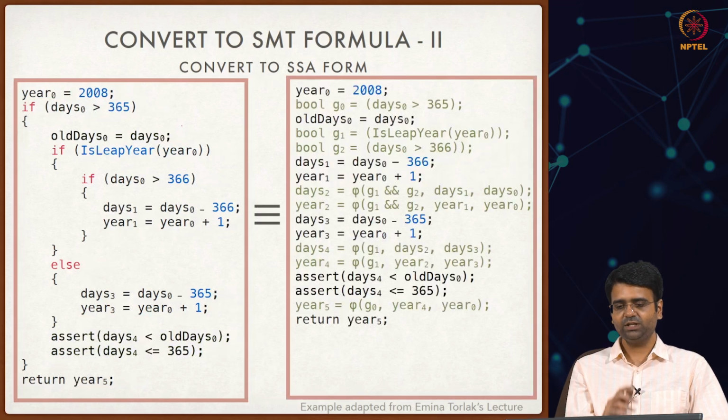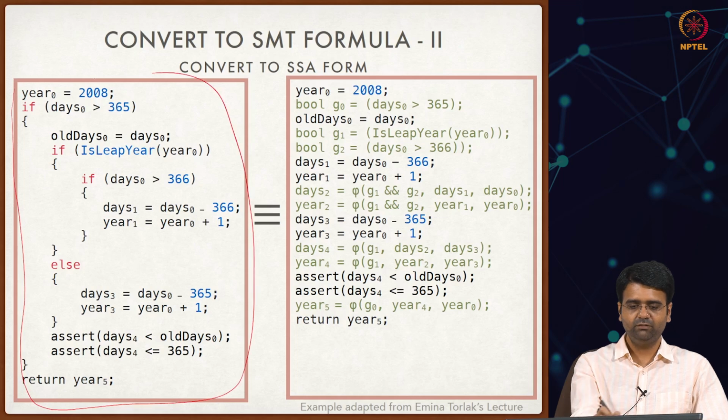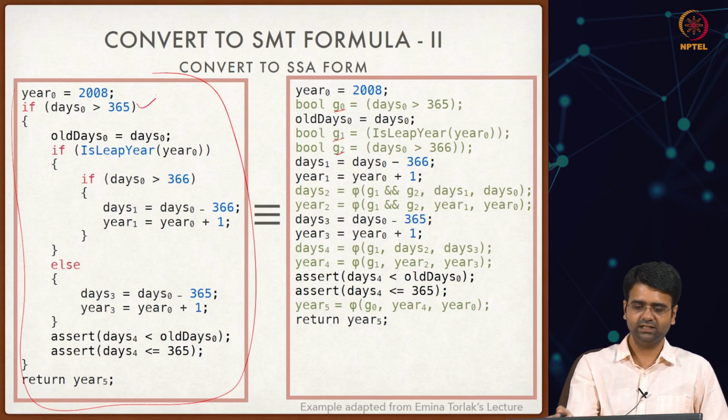Once you have a program in its SSA form, you can directly convert this into a sequence of program statements. So we took this original program, which contained nested if then else's, and we have just replaced it with a sequence of statements. And we have introduced some Boolean variables here. These G0, G1 and G2 are the 3 Boolean variables that we have introduced, which correspond to the 3 conditionals. So this is G0, this is G1 and this is G2.